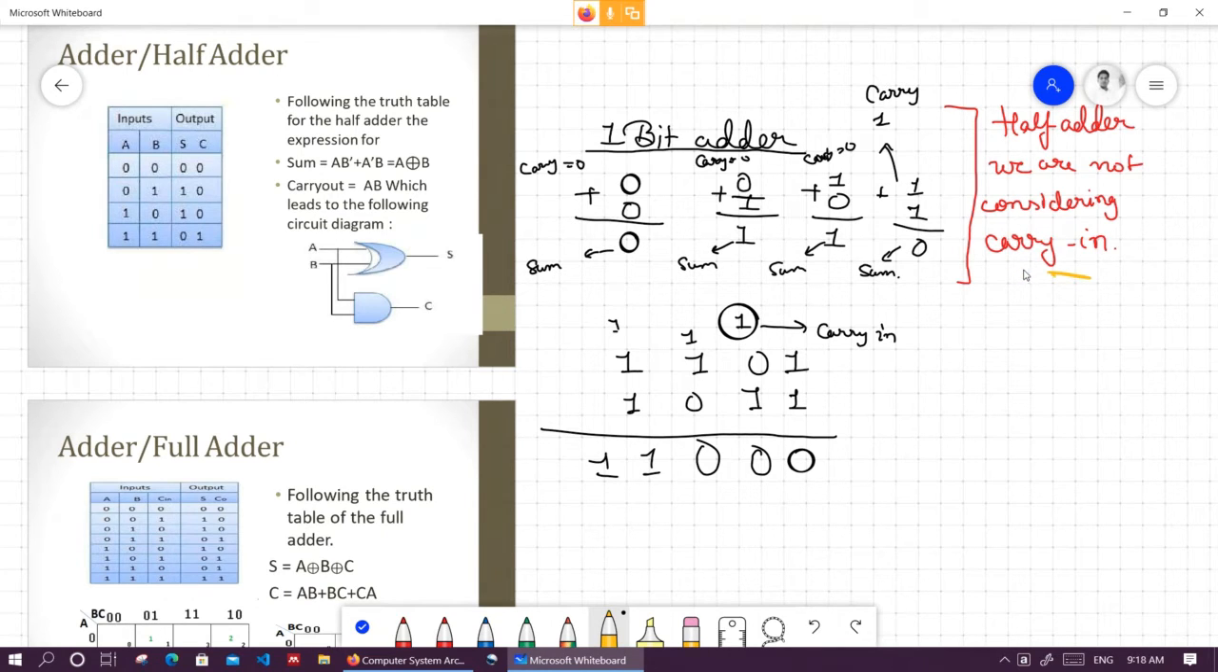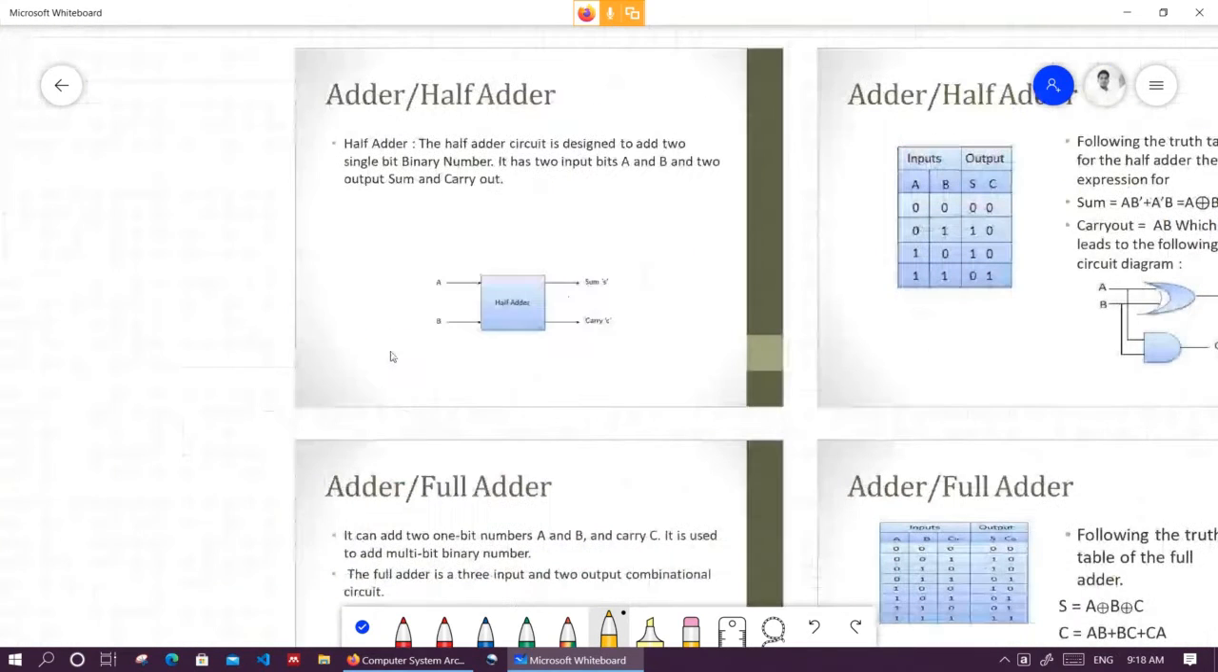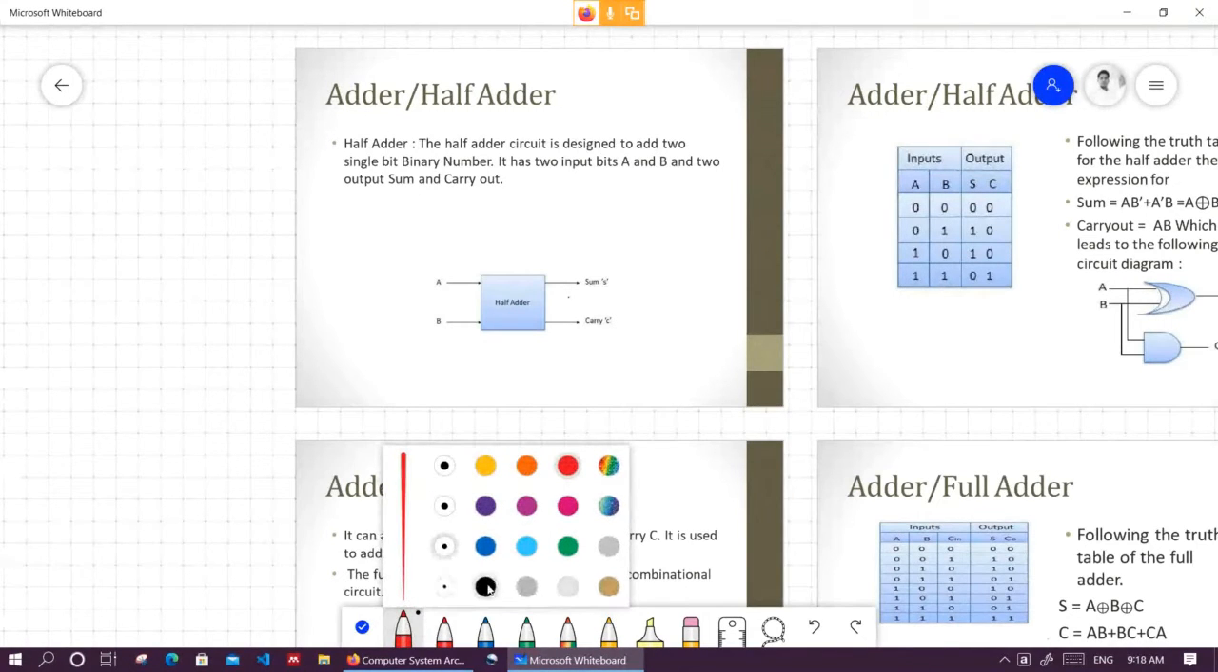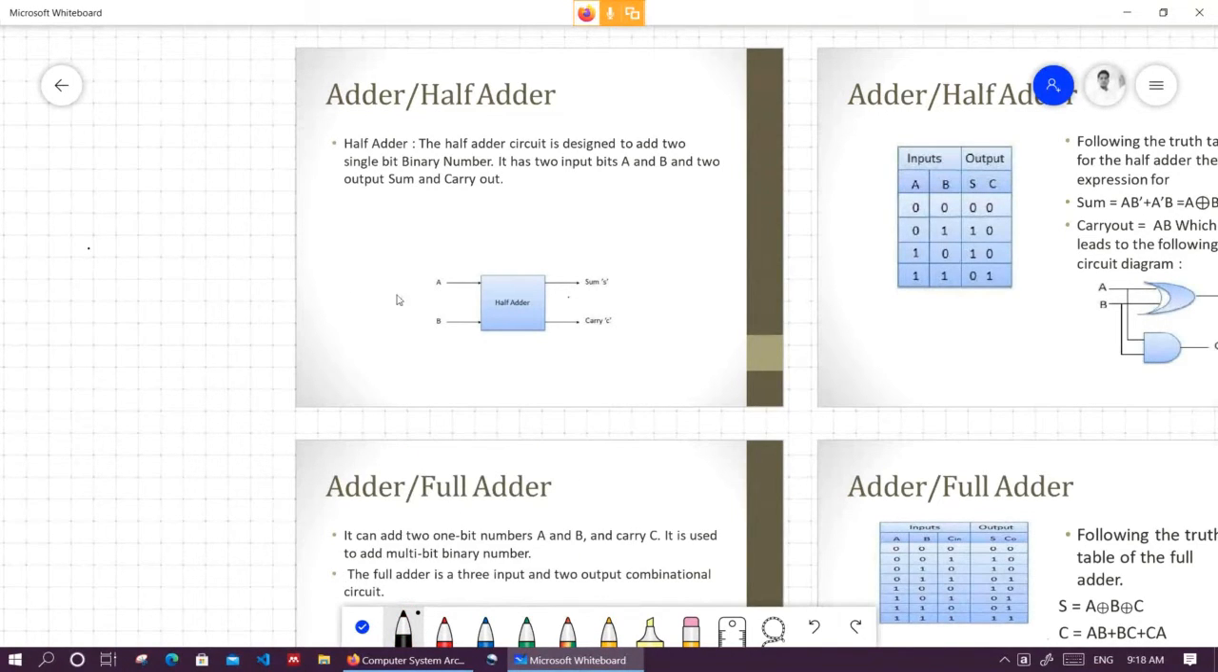So let's draw the circuit for the half adder. I've already told you that a half adder will have two input bits and two output values, sum and carry. So you can see that there is no carry in. That means if you are adding multiple bits, carry in is not present. That means it is not a full adder.